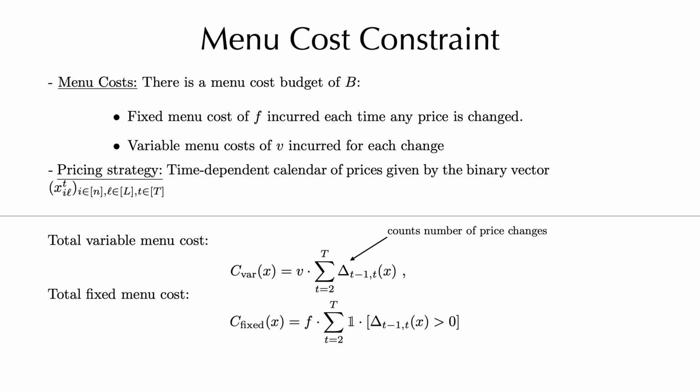My total fixed menu cost, in this case, is just incurred every time I change prices at all. In other words, I look between every period and I just ask, is delta greater than 0? If it is, I change prices, so I pick up that F. So my menu cost constraint just says total fixed plus total variable has to be less than B. It's not hard to see that this encodes the constraint that if you just had a limit on the total number of times you can change prices, this constraint would generalize that. You just take F to be 0, you take V to be 1, and you take B to be the number of times you're allowed to change prices. And this is precisely a constraint on the total number of times you can change prices. So this generalizes that constraint.